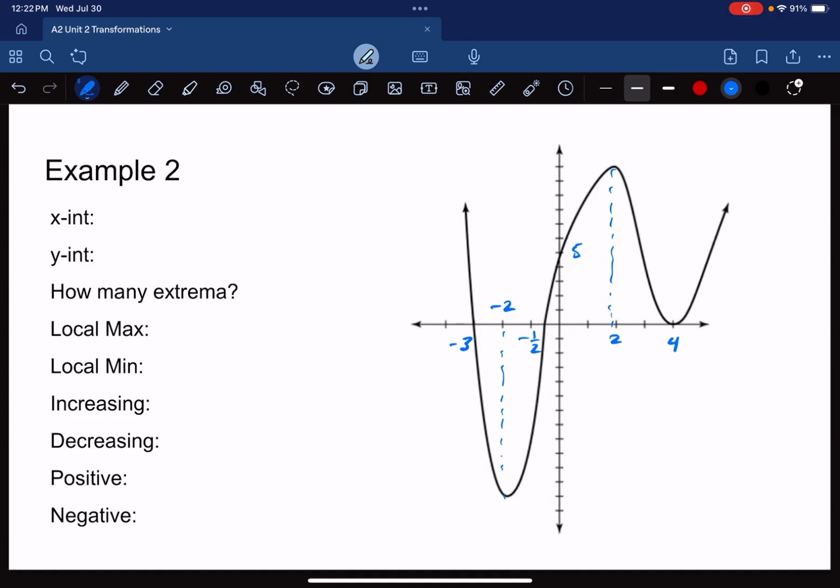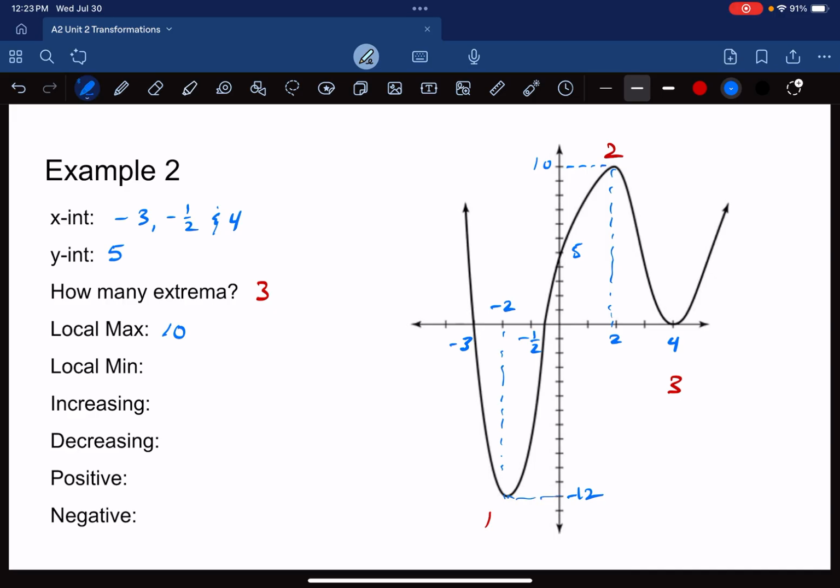Okay, so what are the x-intercepts? Well, I think they're negative 3, negative 1/2, and 4. Okay, I think the y-intercept is 5. There are 1, 2, 3 extrema. I think the local max is up at 7, 8, 9, 10. That looks like 10 to me. So the local max I'd say is 10. The local min is 1, 2, 3, 4, 5, 6, 7, 8, 9, 10, 11. I'd say negative 12. Pretty close, right?